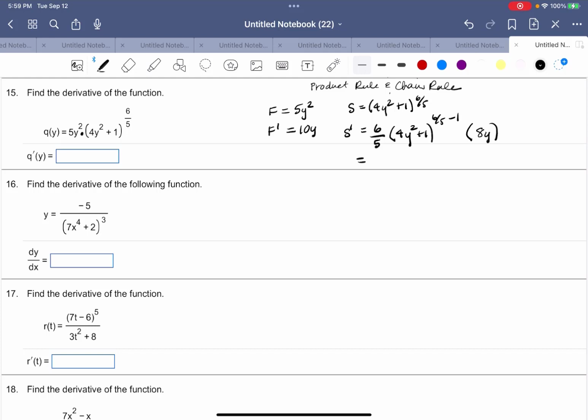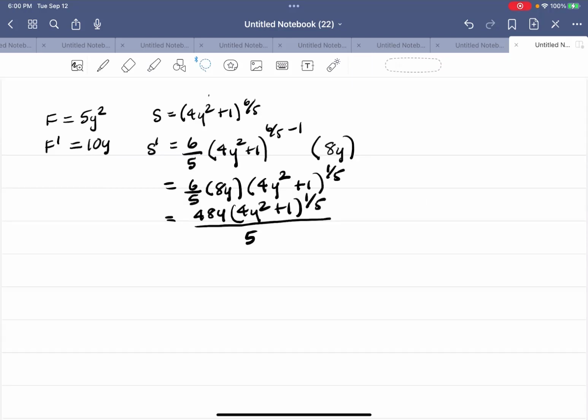Clean this one up a little bit. I've got a 6/5 and an 8y that are monomials. I'll bring those to the front. Then I'll multiply them. 4y squared plus 1 and 6/5 minus 5/5, which is 1, is 1/5. So that's to the 1/5 power. So that ends up being 48y and 4y squared plus 1 to the 1/5, and all of that is over 5. So that's my s prime.